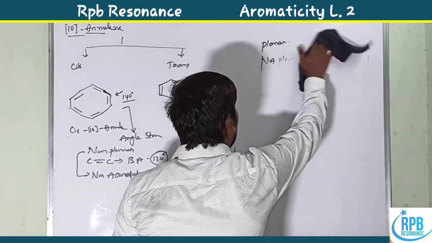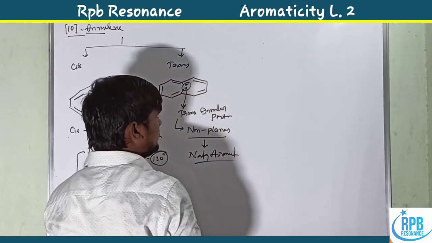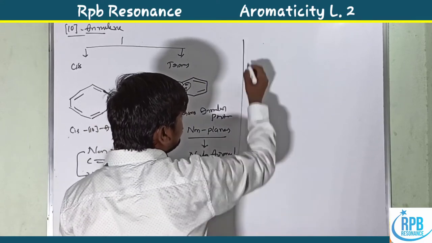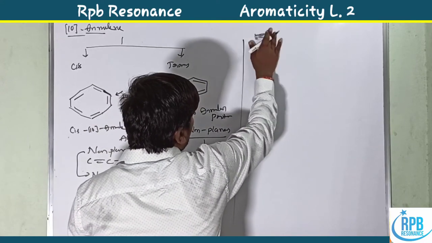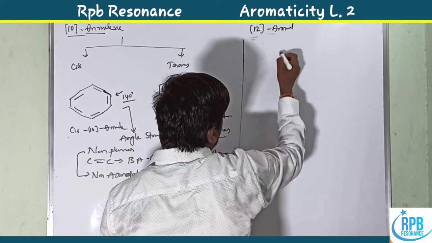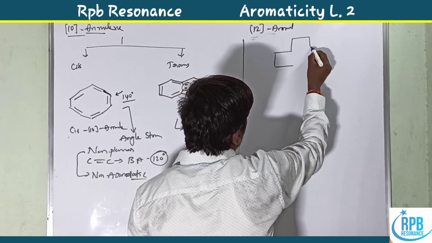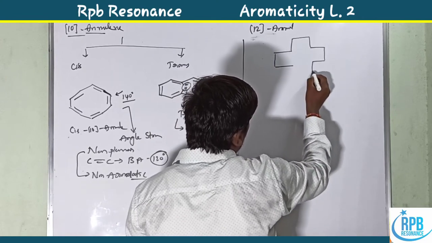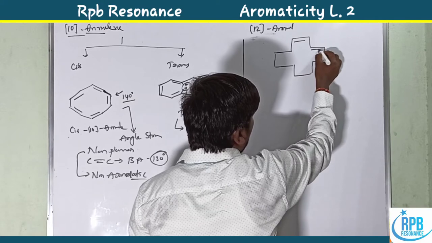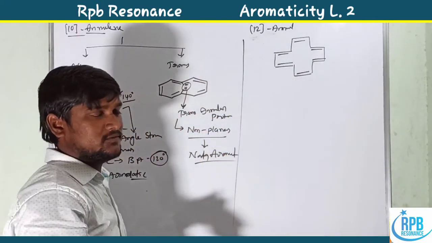Now let's move on to the 12 annulene. So this is like the 10 annulene. Now in case of 12 annulene, here it is the 12 annulene. Double bond, double bond, double bond, double bond, double bond, double bond. 6 double bonds, that is nothing but 12 annulene.